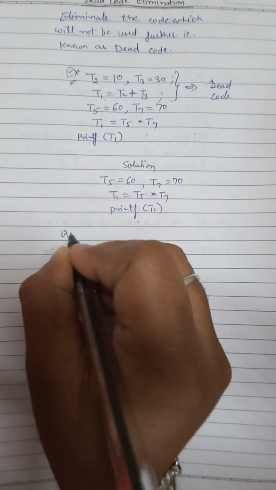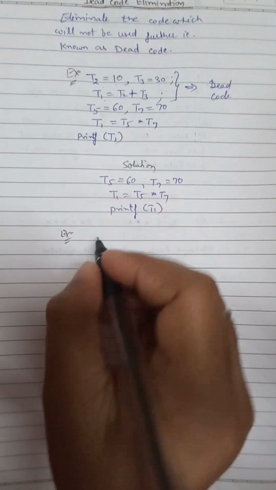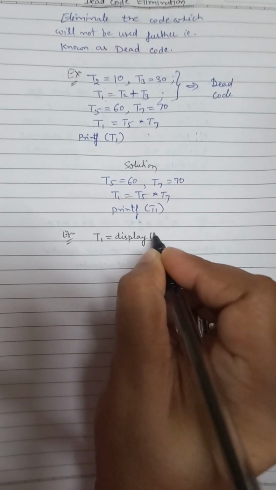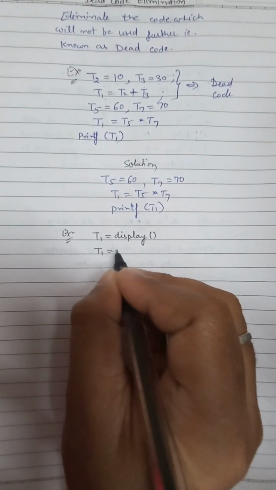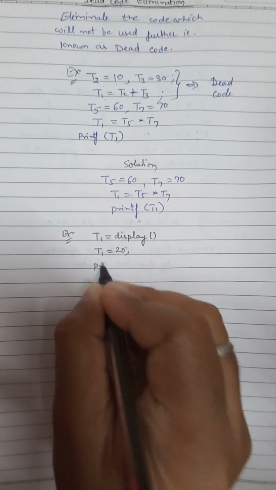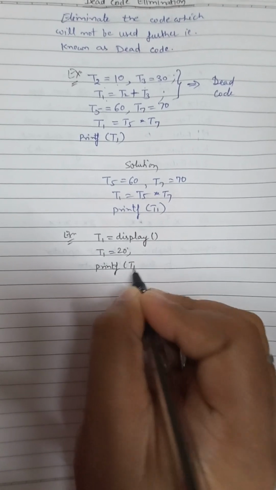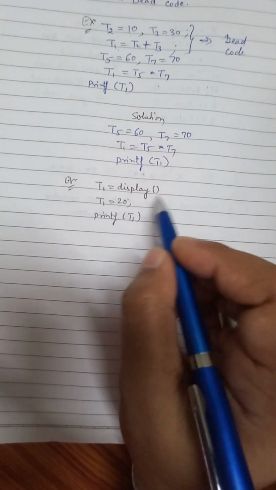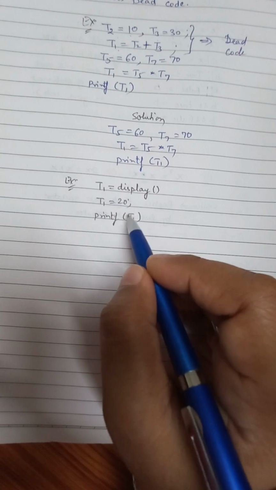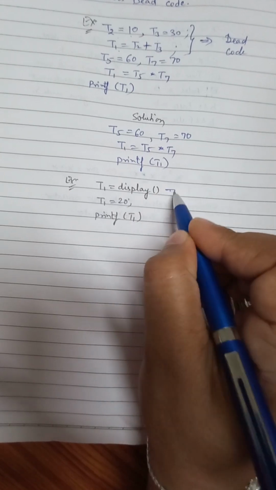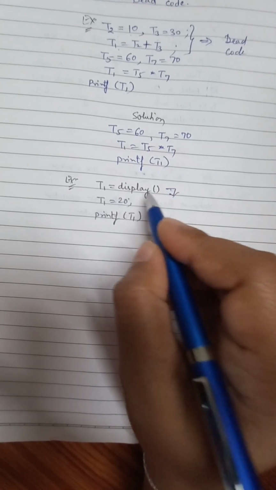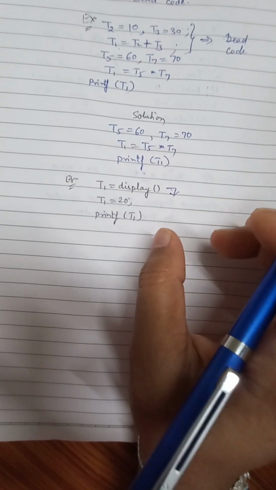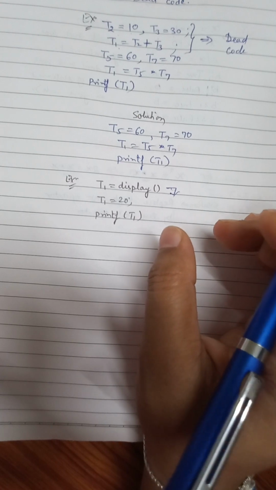Now I am taking another example. Suppose I am writing T1 is equal to display, which is a function, and T1 is equal to 20. And then I am doing printf T1, printing T1 only. Now one might say we are not using display, we are simply displaying the value 20. No, it's not like this, because it's a function. It's a function, so we can't remove it, and it is not dead code because it also does some other work in the program.